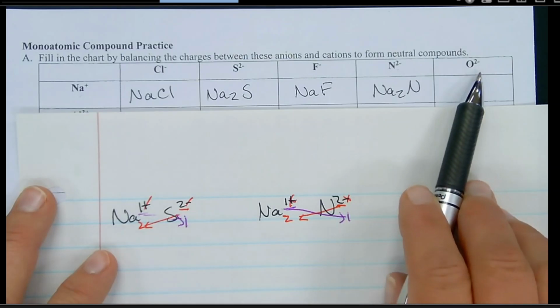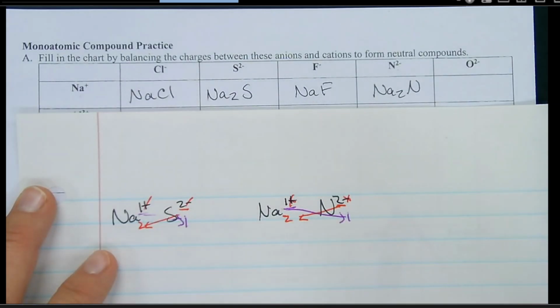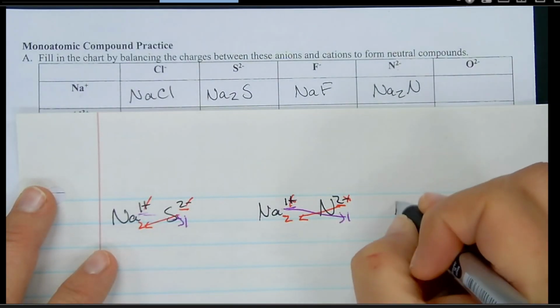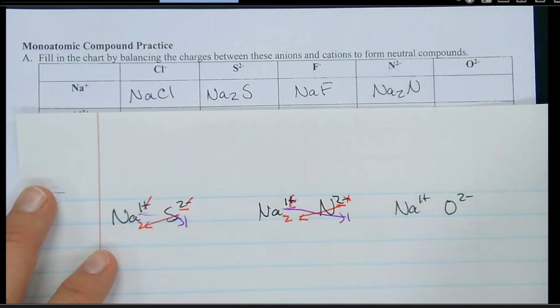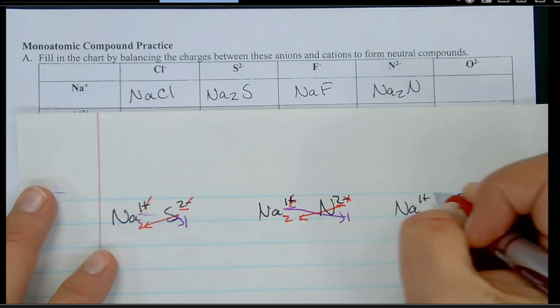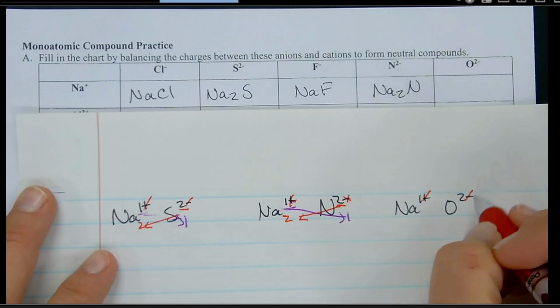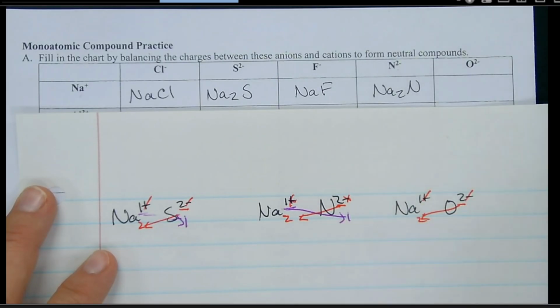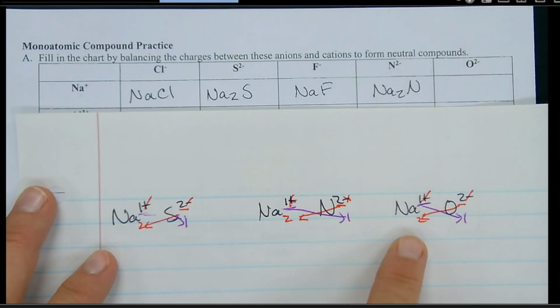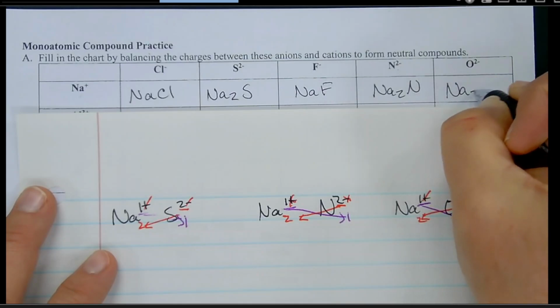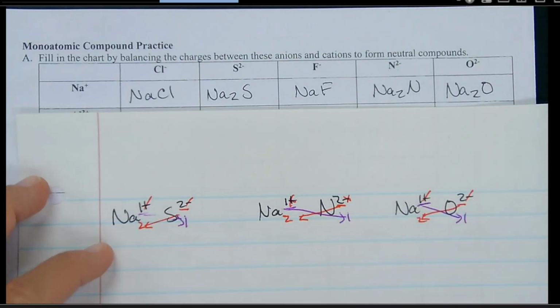Okay. The last one is sodium and oxygen. Oxygen is a 2- anion. Sodium is a +1. They are different, so I'm going to go ahead and do my crisscrossing. Okay. Forget about the charges. And then you're going to take just the numbers to decide how many of each. So you need 2 sodium ions to 1 oxygen again. So Na2O, sodium oxide. Okay.